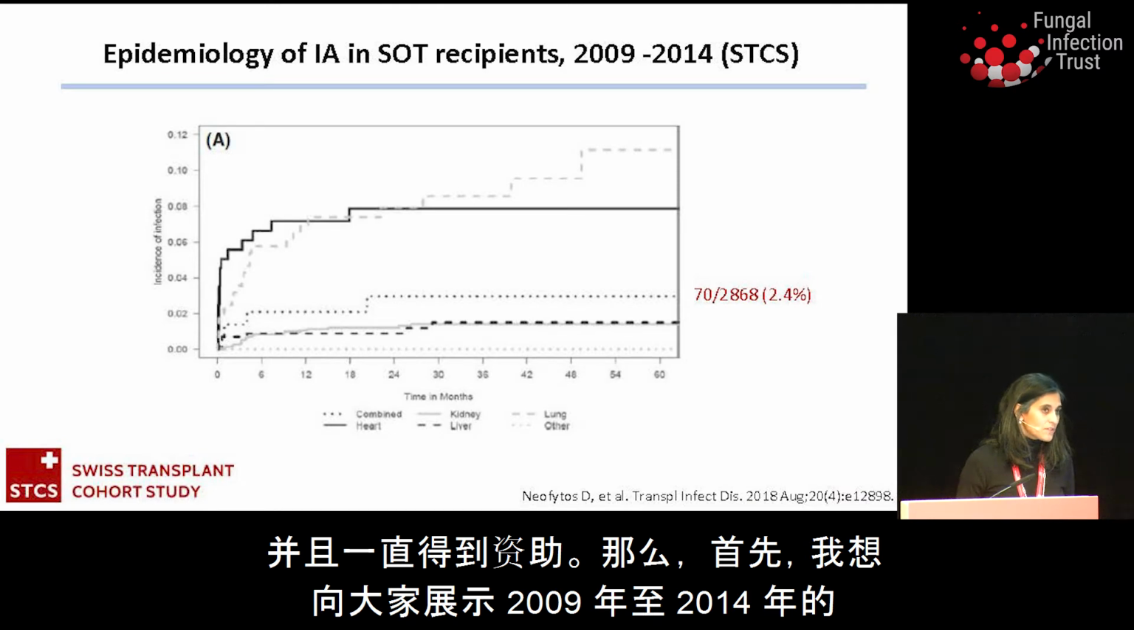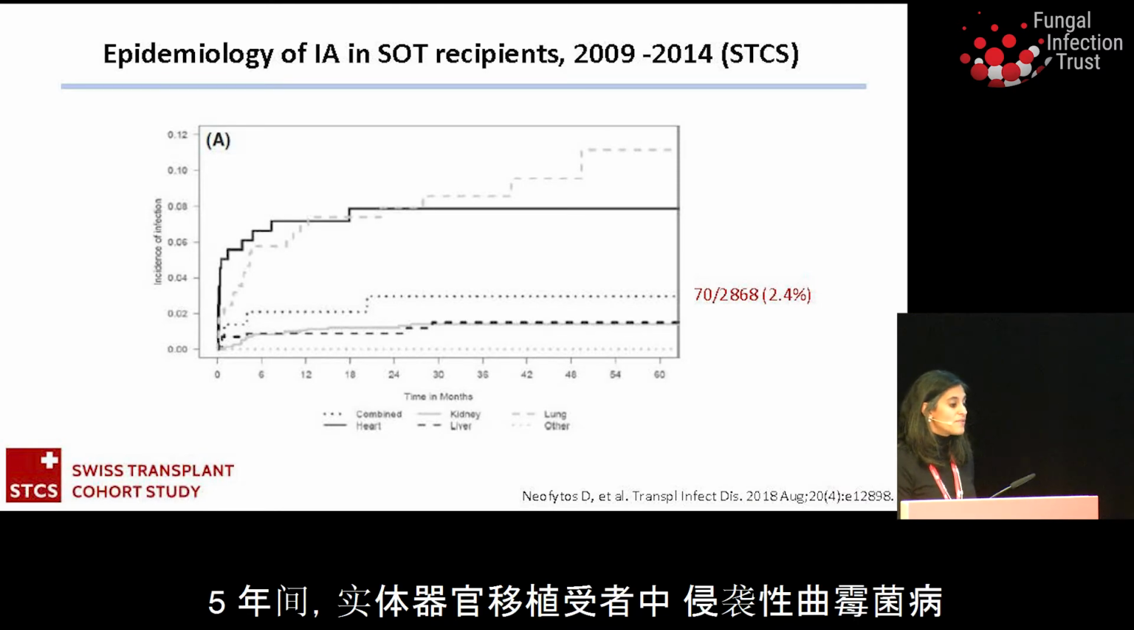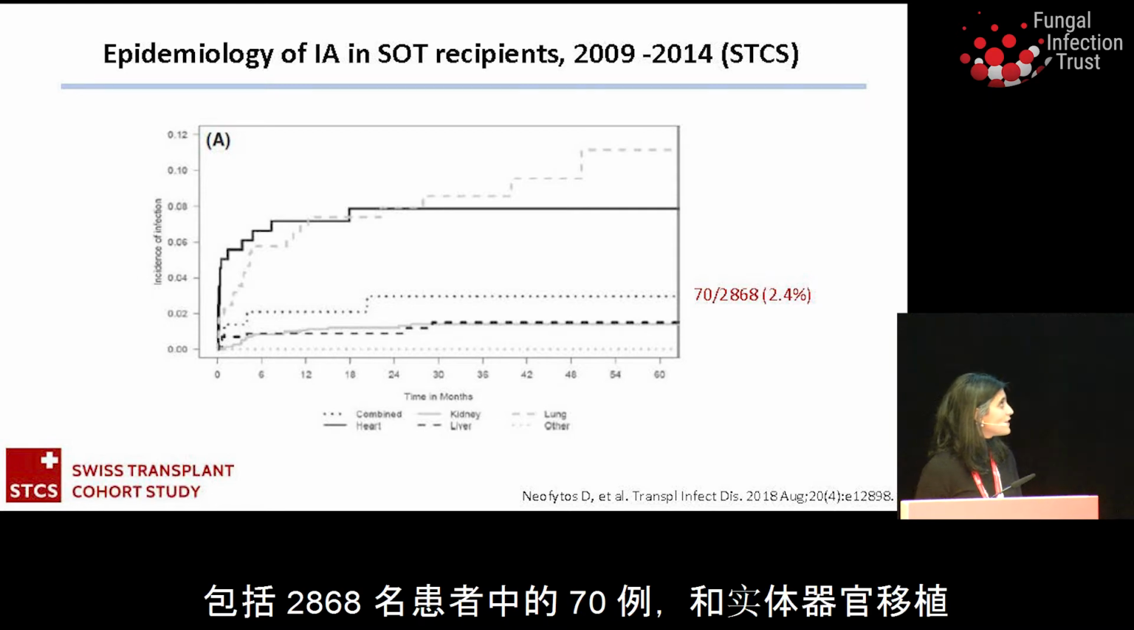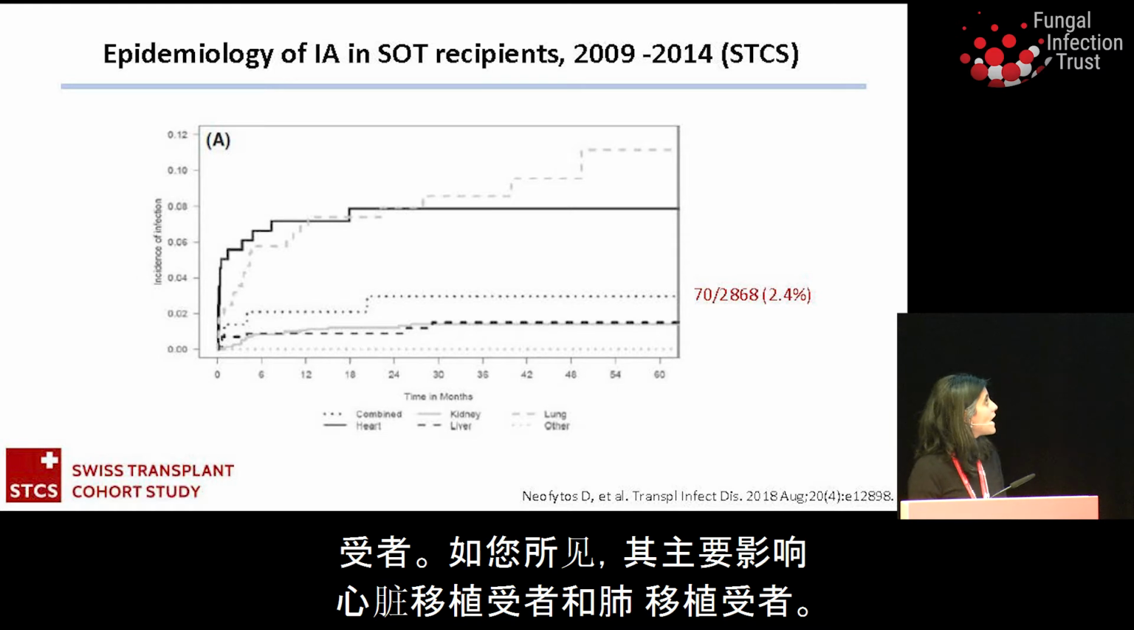So first of all, I would like to show you the epidemiology of invasive aspergillosis in solid organ transplant recipients over a 5-year period from 2009 to 2014. And what you can see, we had an incidence of 2.4% in this cohort, which were 70 patients of 2,868 included solid organ transplant recipients. And as you can see, mainly it affected heart transplant recipients and also lung transplant recipients.